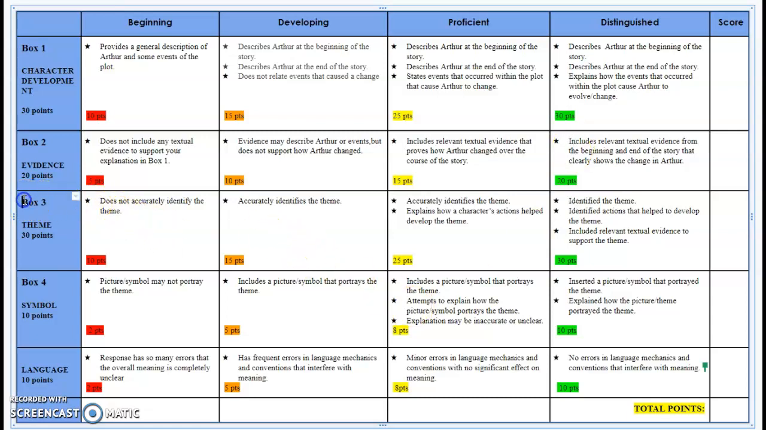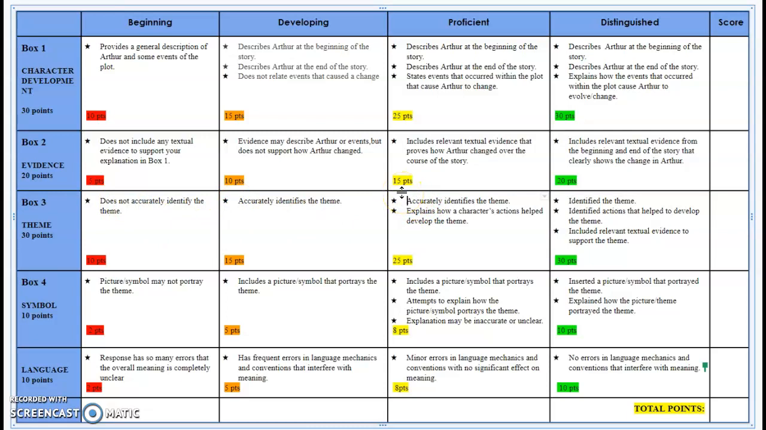Then we have box 3. For 10 points, well, you can get 10 points even if you do not accurately identify the theme. So make sure you are including the theme, okay? For 15 points, you will accurately identify the theme. However, remember, we need to go a little bit farther and explain and analyze.